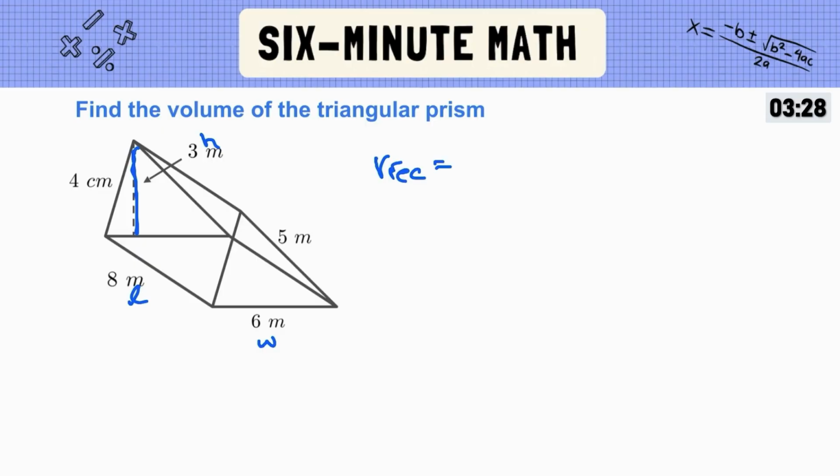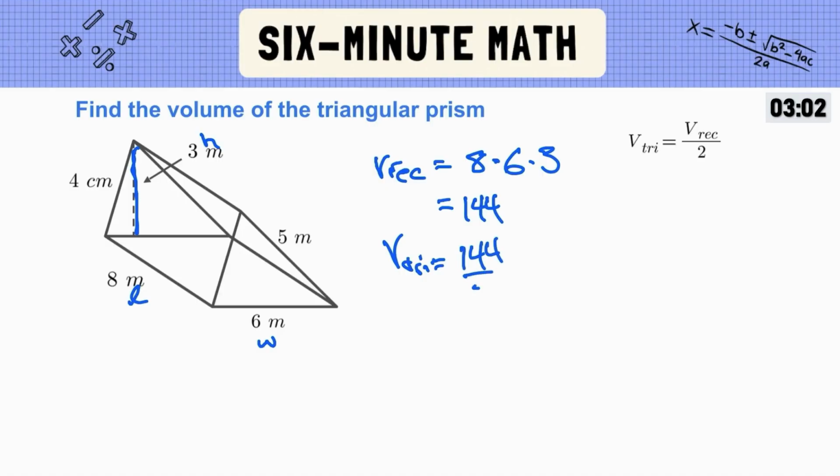So we find that volume of that rectangular prism of length times width times height, which is 8 times 3 times 6, is 144, meaning that volume of that triangular prism is that volume of the rectangle, 144 divided by 2, making our volume of this triangular prism 72 meters cubed.